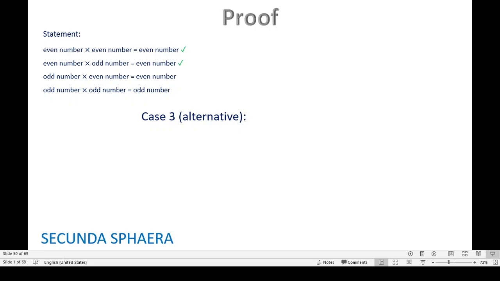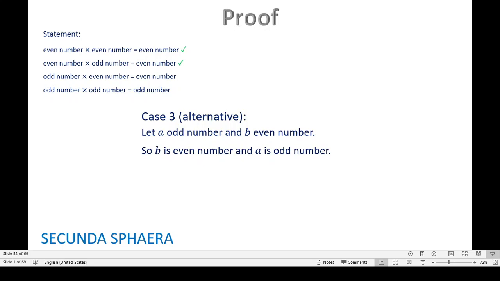Again, there is an alternative. Needless to say, again, the second statement is the same as the third one because of the commutative property. But we can also say, okay, let A be an odd number and B an even number. We swap them. Now B is the first one, A is the second, B is the even one, A is the odd one. We have A times B equals B times A in our standard form of the commutative property, which is symmetric. And by case 2, we have that B times A needs to be an even number because B is even and A is odd. So the product needs to be even. And this would make it for case number 3 in an alternative way.